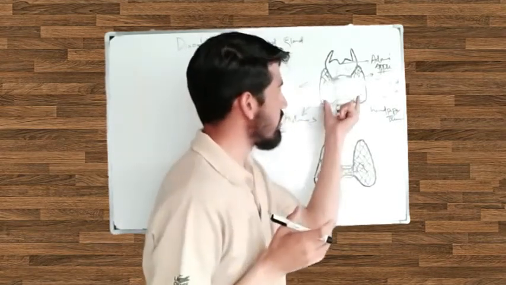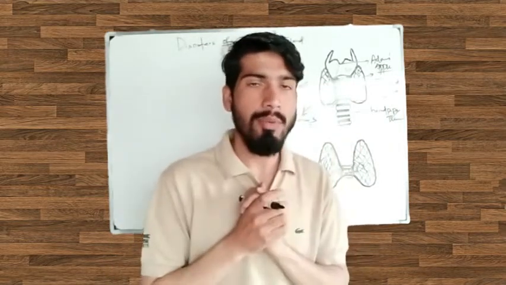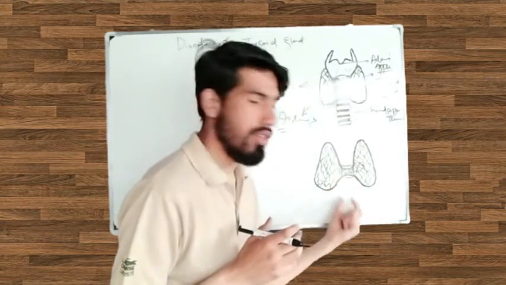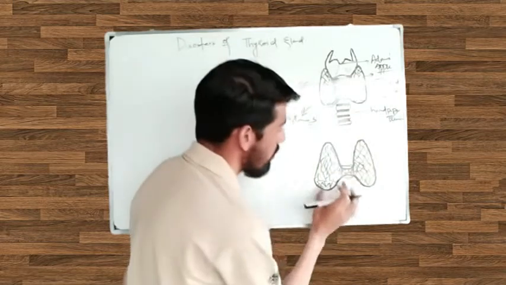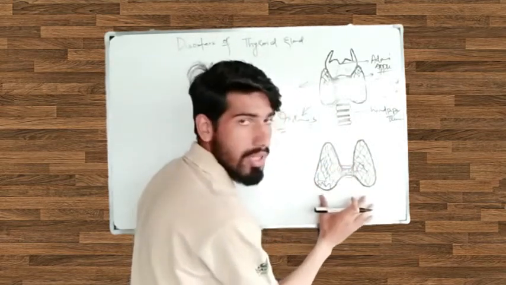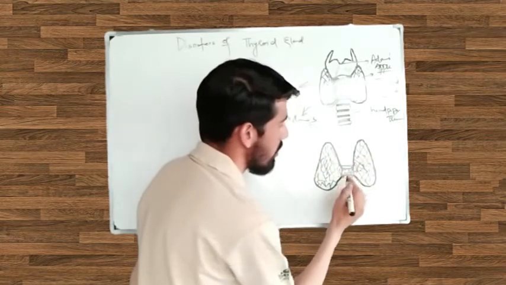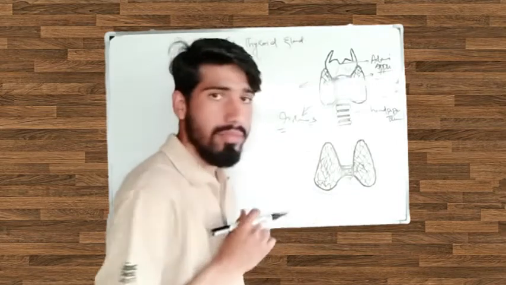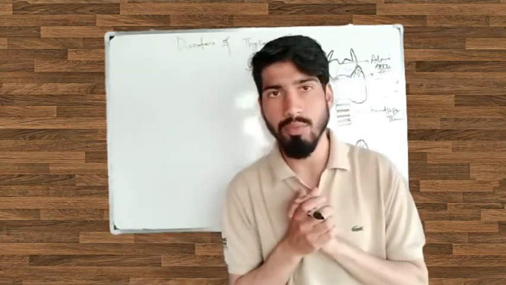So this is the bilobed structure of the thyroid gland. Here I also made another structure, the thyroid gland without the trachea or the Adam's apple. This is the thyroid gland, and these two lobes are connected by a bridge-like structure called the isthmus. Now come to the hormones. What type of hormones does it release?